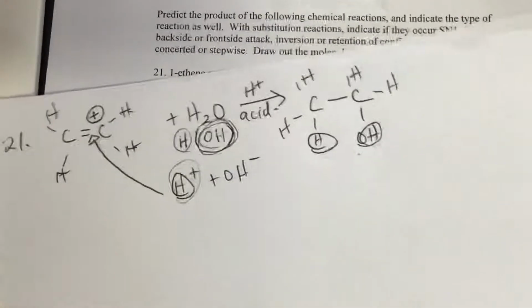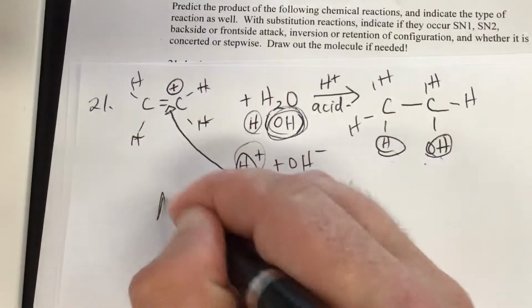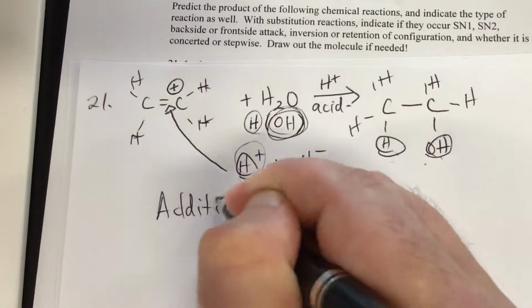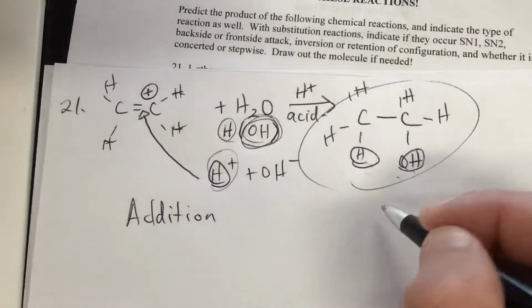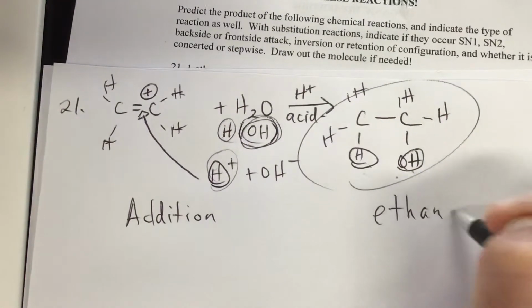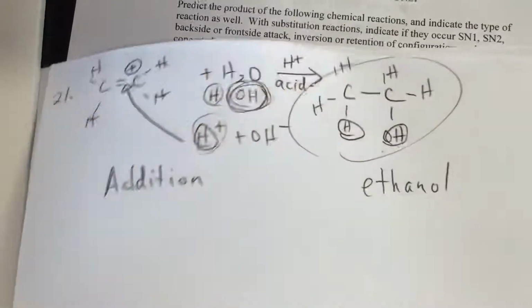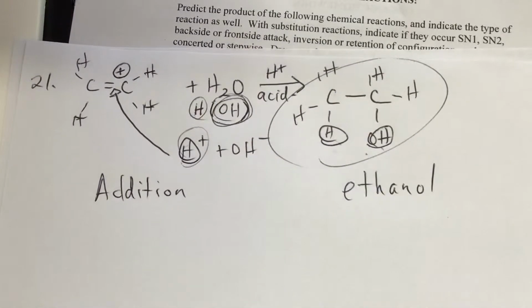Okay, so what kind of reaction is this from our list? This is an addition reaction. We're adding the hydrogen and the hydroxide group to the ethene molecule. So what did we make from doing this? What's our product? Well, we made ethanol. That's what we made. Okay?